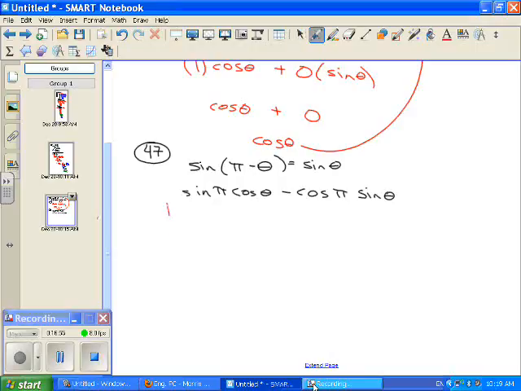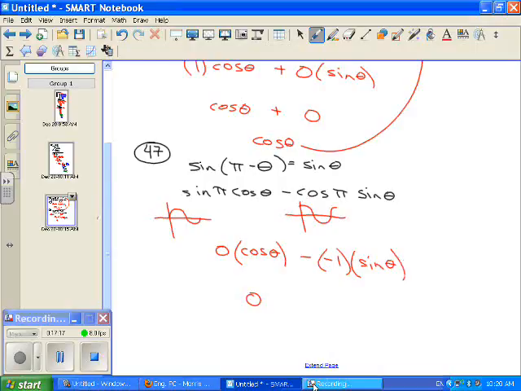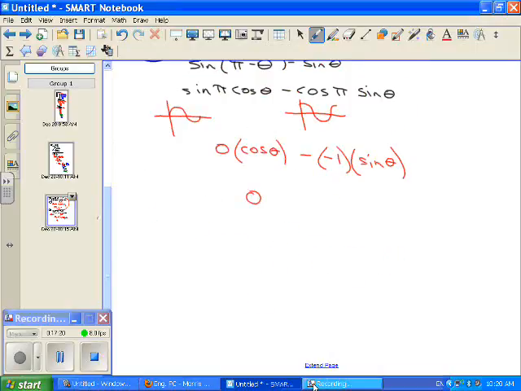All right, so we take a look at sine of pi. What's happening at pi? 0. So it's 0 times cosine of theta. What's that? 0. All right, and then I have minus cosine at pi. What's happening there? Negative 1 times sine. So I have 0 minus a negative 1 times sine, so I'm going to get plus sine, because I add the opposite. 0 plus sine is sine, so I get what I wanted here.